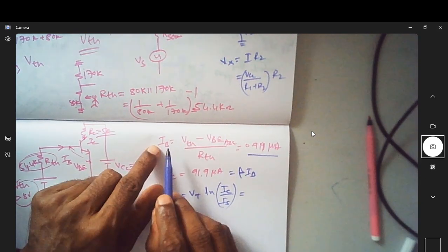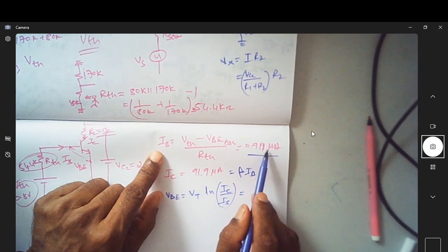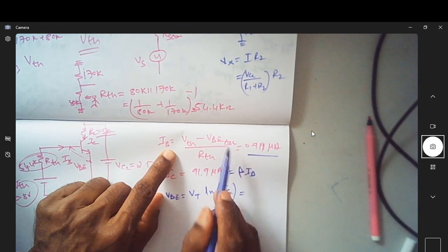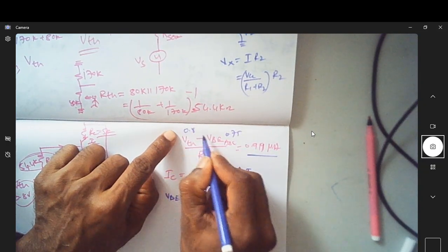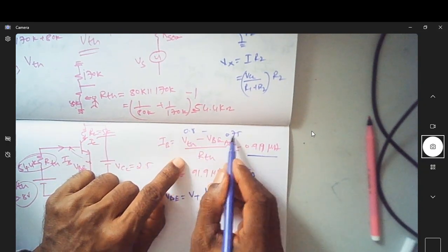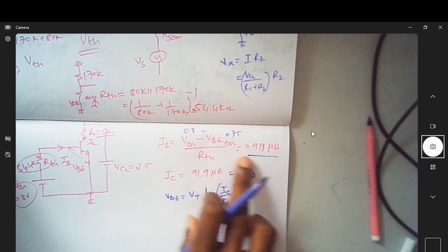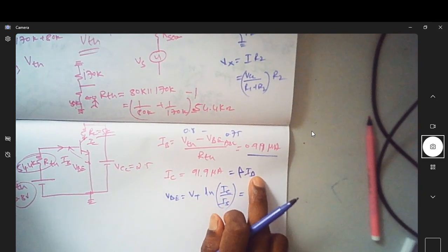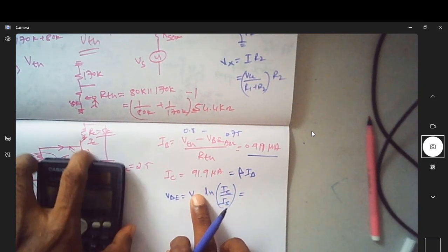So let me again repeat. We found the value of IB as 0.919 microampere with an assumption of VB as 0.75. So the first assumption is 0.75. This is 0.8 minus of 0.75 divided by 54.4K yielded me this much current. Then what is IC? Beta times IB. Then to verify whether my assumption is correct or not, let me just find out how much is this.